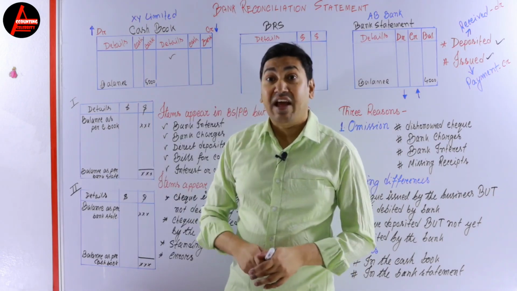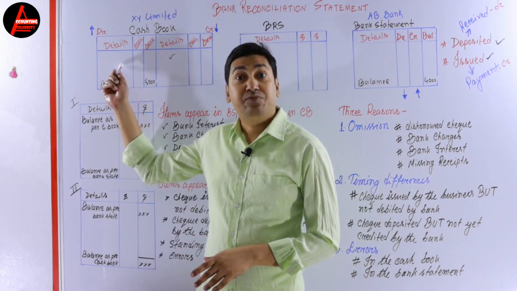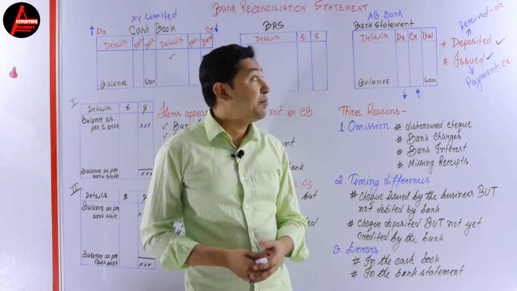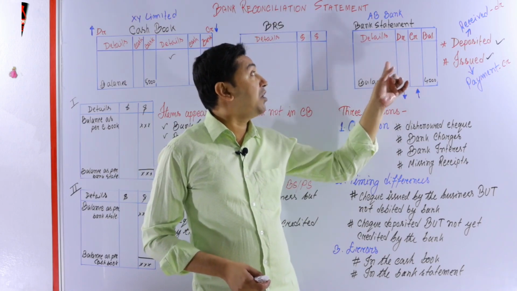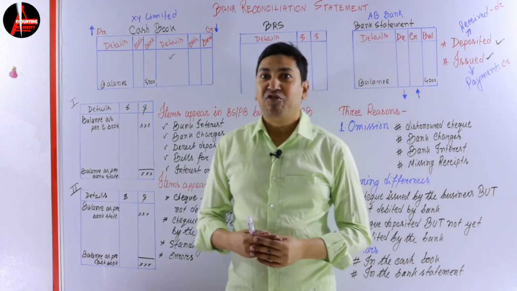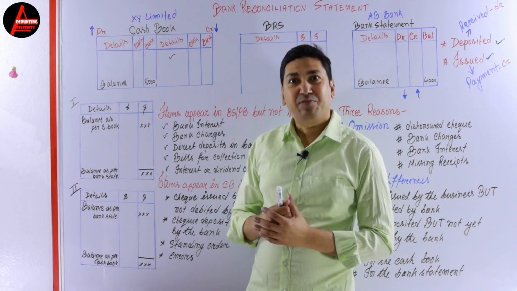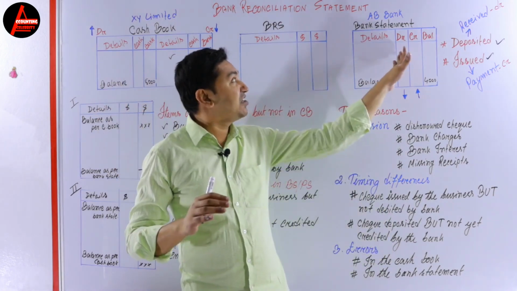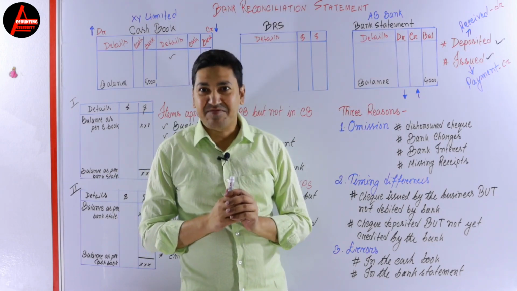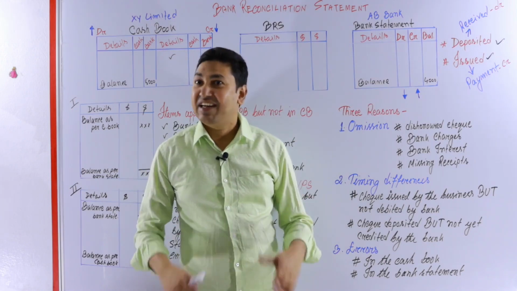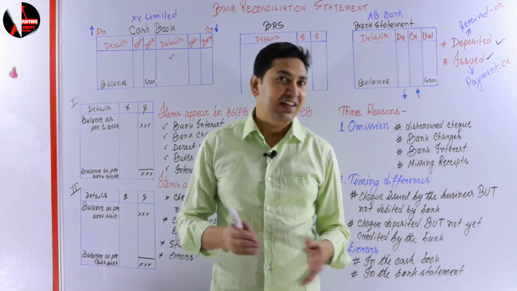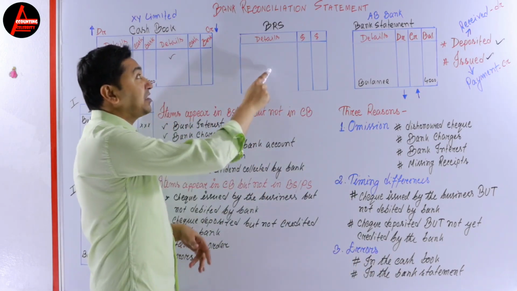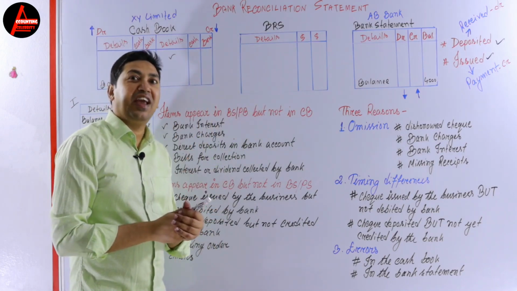So now you understand the debit transactions of the cash book will be recorded in the credit side of the bank statement. At the same time, the debit transactions of the bank statement will be recorded in the credit side of the cash book. So these transactions must be the same, but reality is different. I said that balances are not the same. That is why the business has to prepare this bank reconciliation statement.